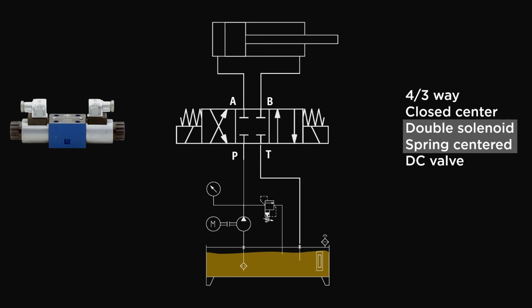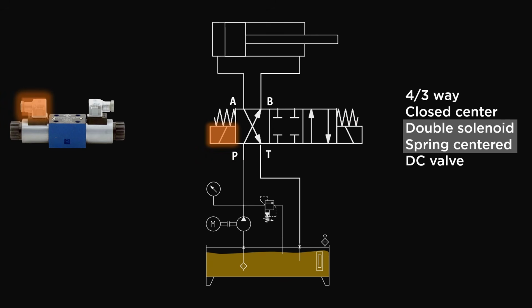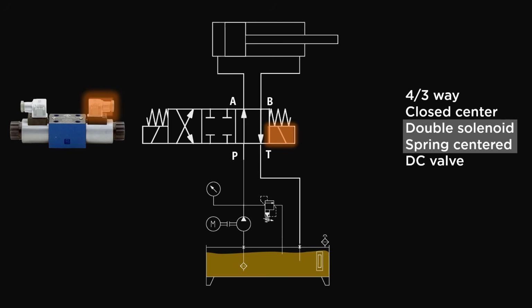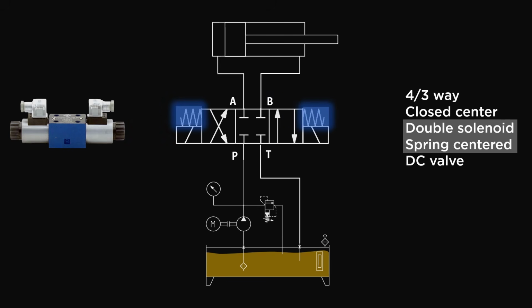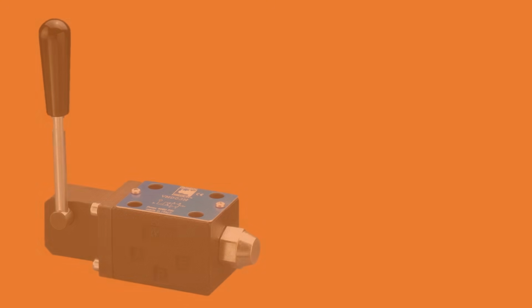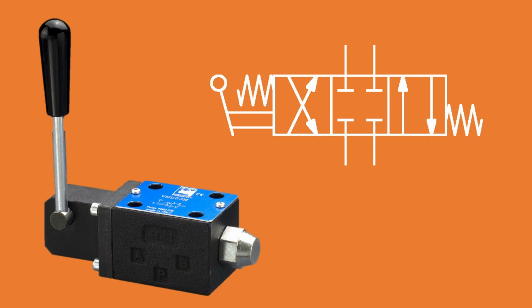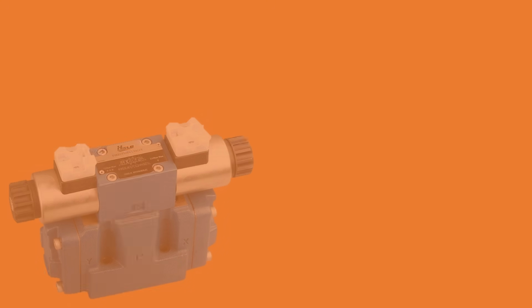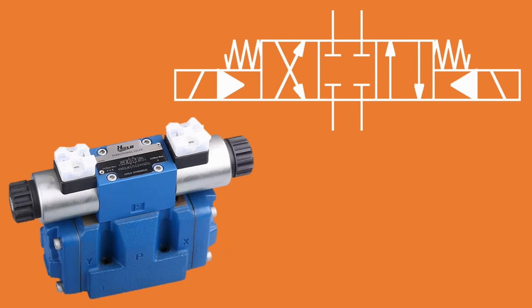Now, double solenoid spring-centered is the actuation method of this valve. That means the spool shifts to the right and left positions using an electrical signal on the solenoid. And when none of the solenoids are activated, the spring force pushes the spool and keeps it in neutral position. Now, the valve actuation can be done in other ways also. For example, it can be manual using a lever or knob. It can be pneumatic operated, or it can be pilot operated using hydraulic pressure.